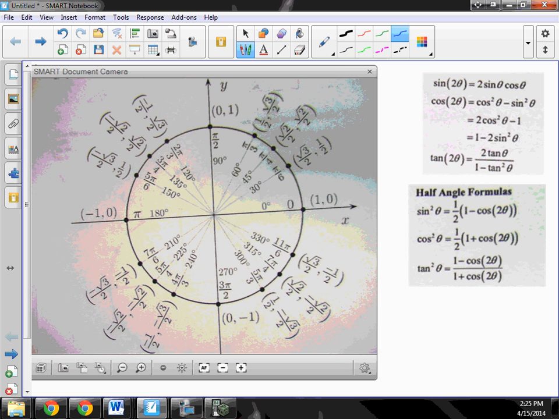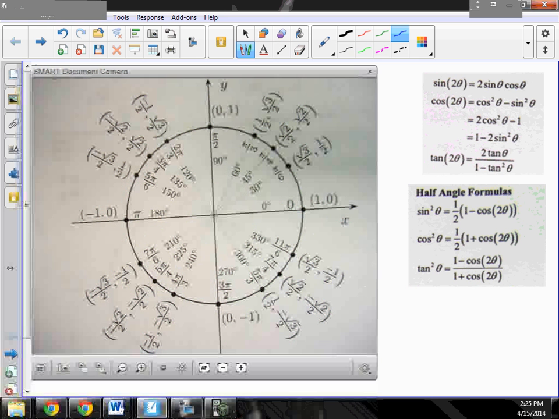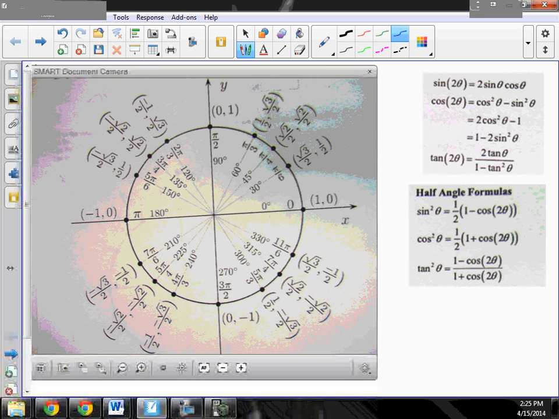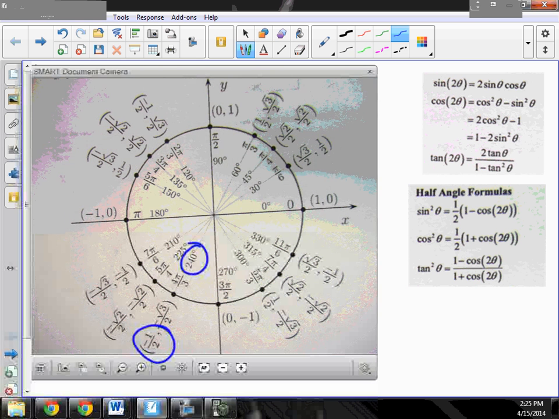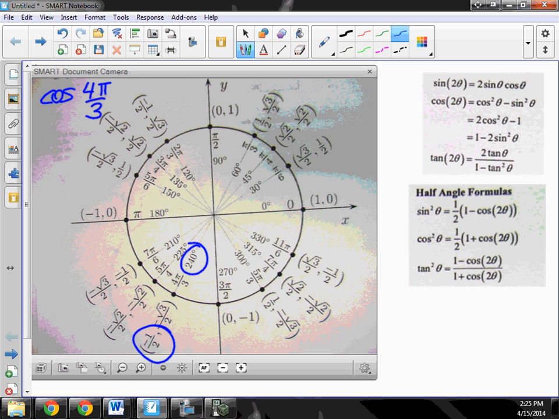Now, if you don't understand radians, what's the smart thing to do? Just convert: 4 pi over 3 is 240. Is 240 double a known angle? 120. And the cosine of 4 pi over 3 is negative 1/2. So that should be my answer when I'm done. So the cosine of 4 pi over 3 equals, which of those three formulas would you prefer to use?